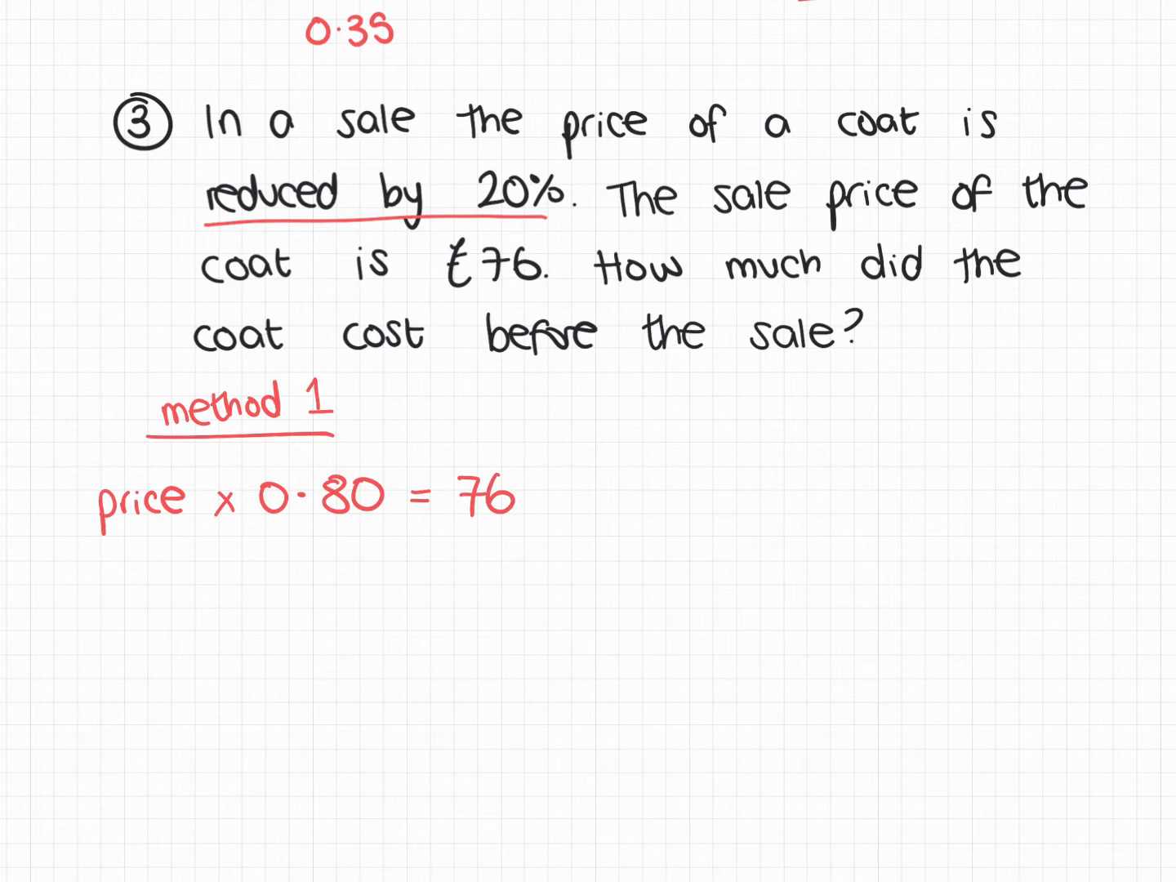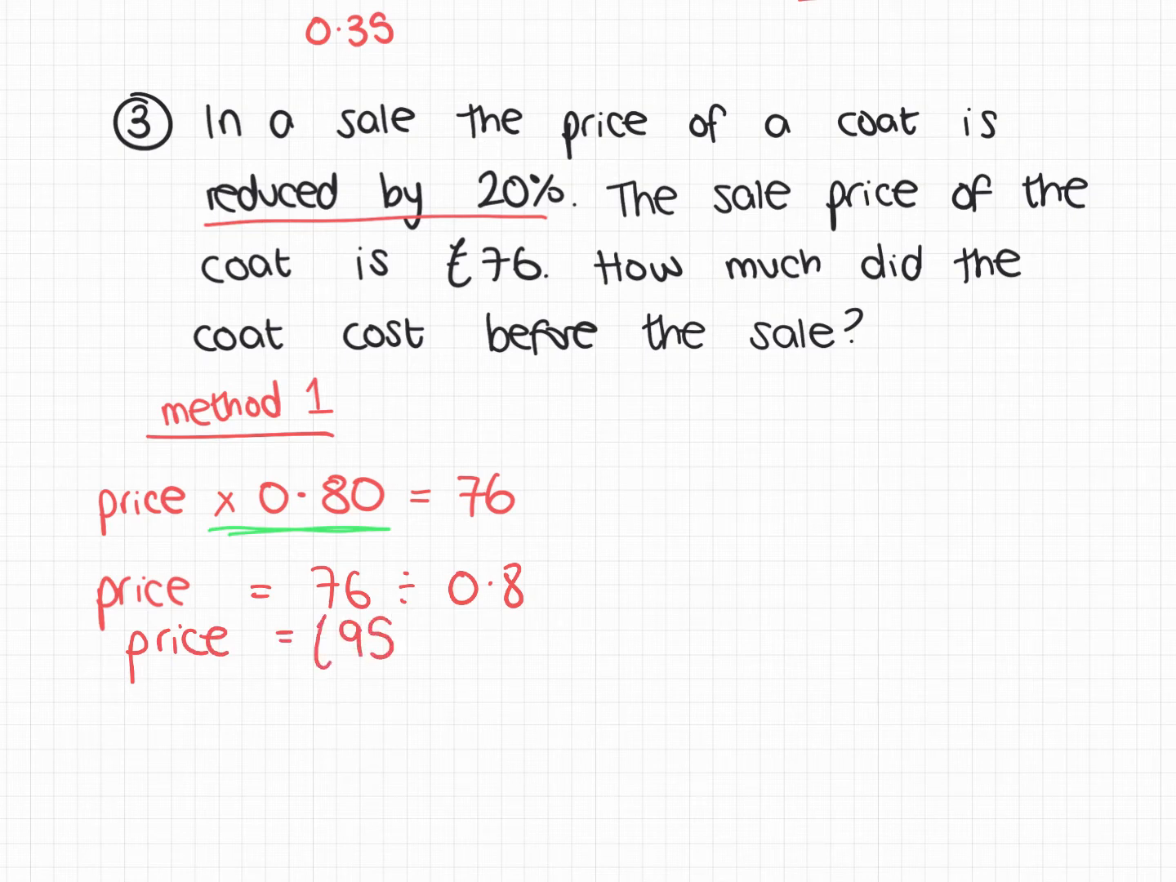And what you could then do is say, well, if that's a times by 0.80, if I want to get rid of that or inverse that, the opposite of timesing by 0.8 is dividing. So we could say then that my price is simply 76 divided by 0.8, which gives me £95.